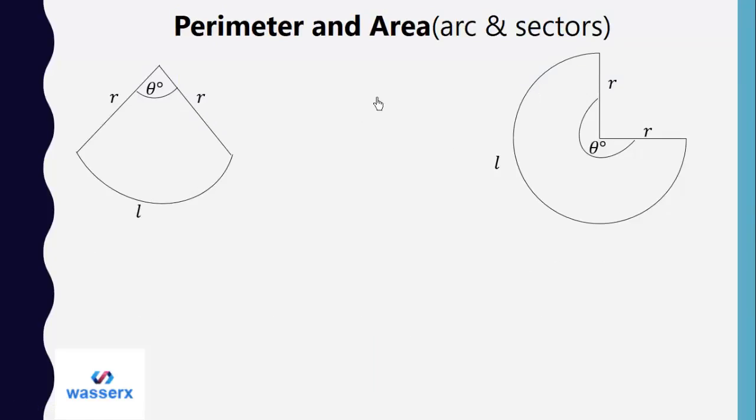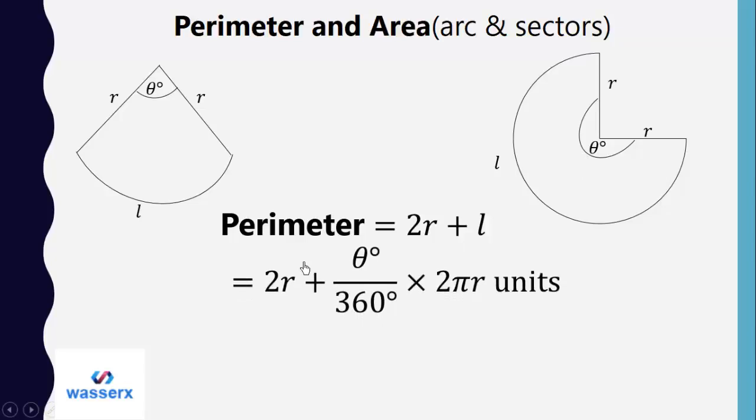Then we have arcs and sectors. This is a minor arc and this is a major arc. Now the formula for finding the length of the arc is the same for all, whether it is a minor arc or a major arc. Then this is the radius. So perimeter is the distance around, so it's going to give us 2 radii plus the length of the arc. Now we know the length of the arc has a relation with the angle theta and the radius. So that is it: theta over 360 times 2 pi r units.